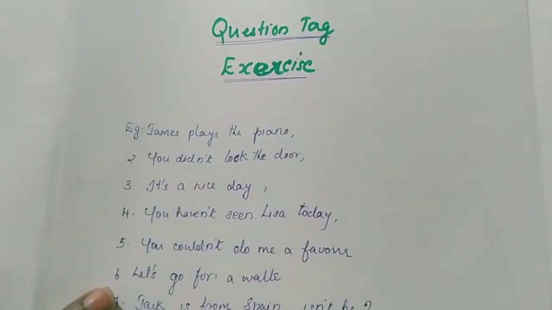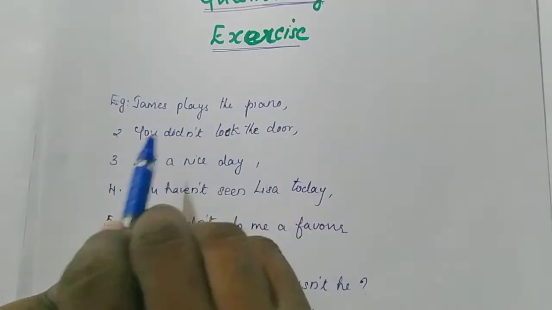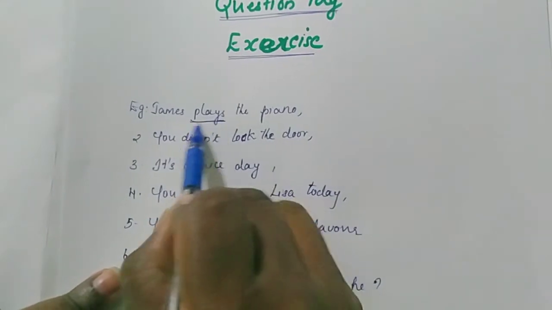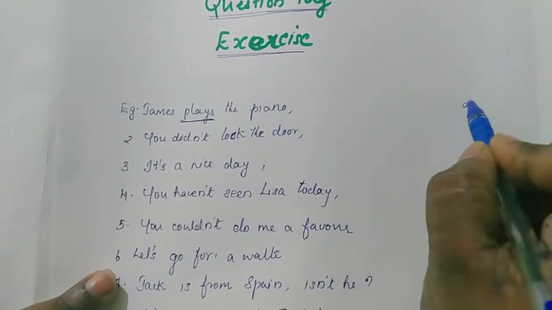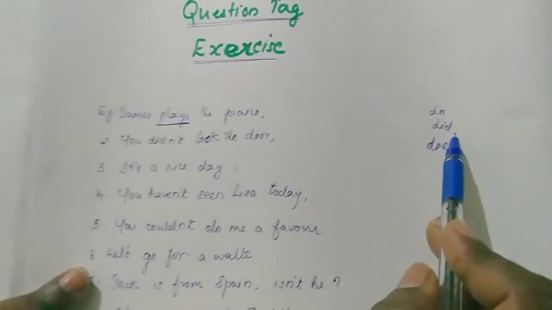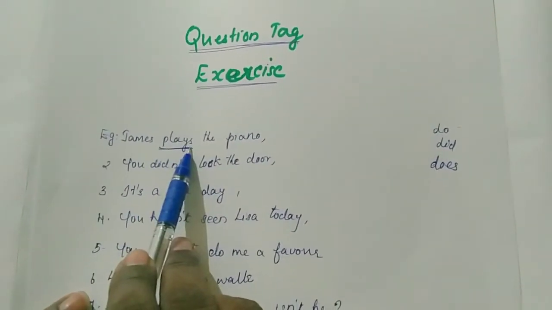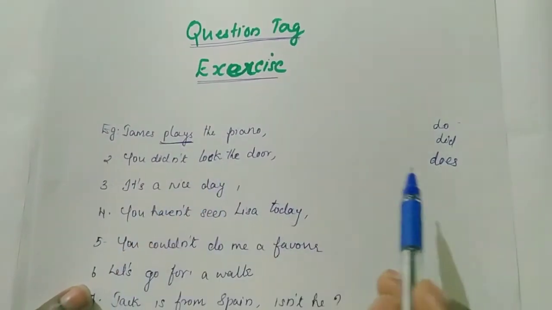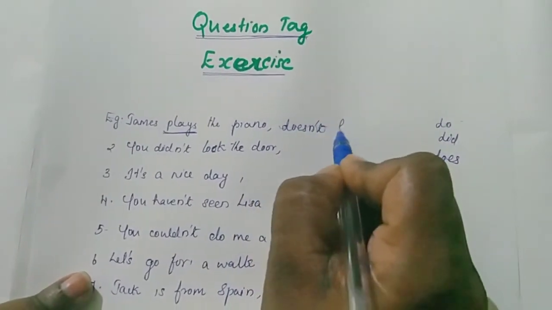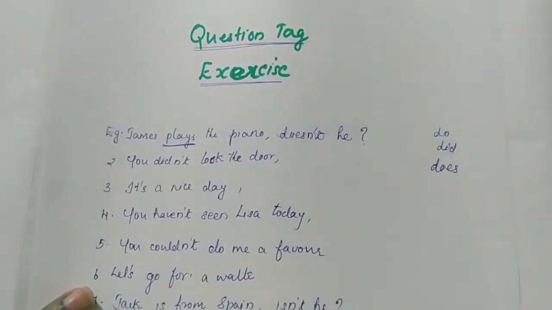Here a question tag exercise will be there. Some work we can do. James plays the piano. What is the auxiliary form? No auxiliary form here. In that case, what should we do? We should take the verb and use do, did, does. Do for V1 form, did for past form, does for S or ES with the verb. Plays. Can you say which one? Yes, correct. Does. So, doesn't he? No need to write James. Doesn't he? After that we have to write the question mark.